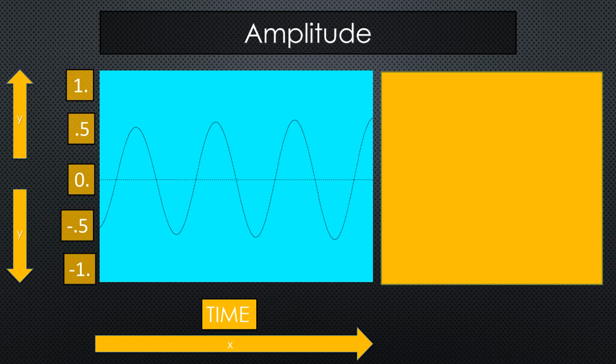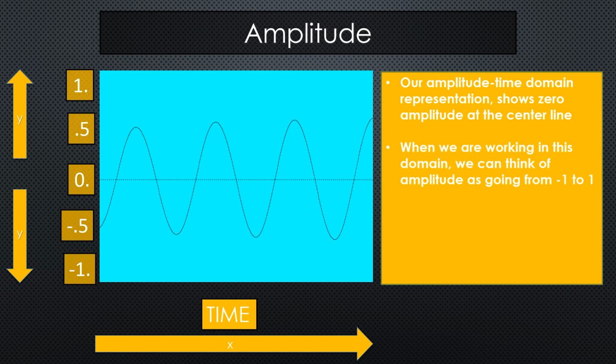Amplitude and frequency are two sides of the same coin. And our amplitude time domain representation, the same graphic we saw before, shows amplitude at the center line. So I mentioned this before. If we are at that center line, we are essentially saying there are no changes in air pressure. As a result, there are no sounds, and therefore there are no amplitudes to measure. When we are working in this time domain with this graph that we have already been looking at, we can think of amplitude as going from a range of -1 to 1.